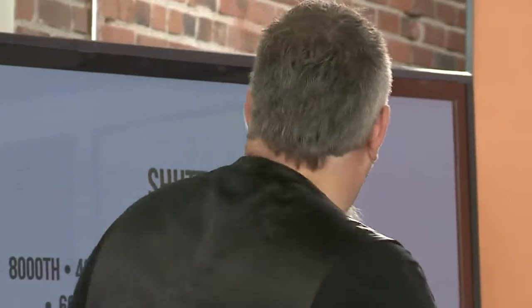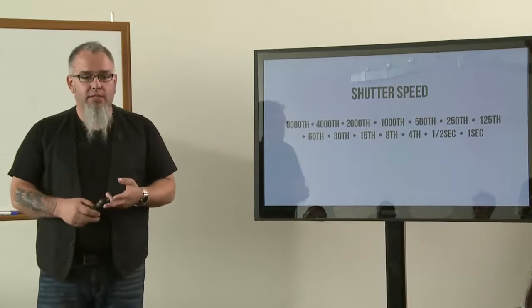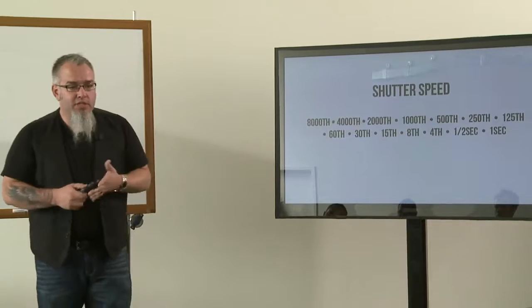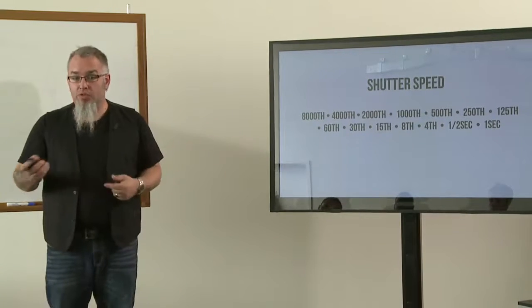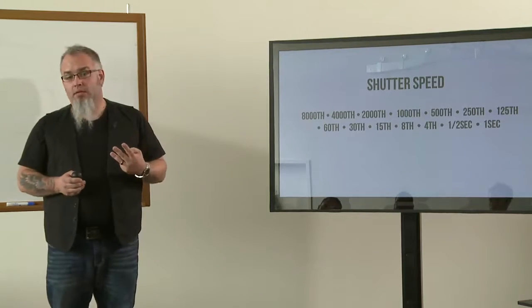All right. So these are all numbers, and you need to plant these in your head. Like your phone number, like your address, like your kids' ages, like your shoe size. Like you just need to know. You need to know from 1,000 to 500 is 1 stop of light. 1,000 to 250 is 2 stops of light. 1,000 to 125 is 3 stops of light.